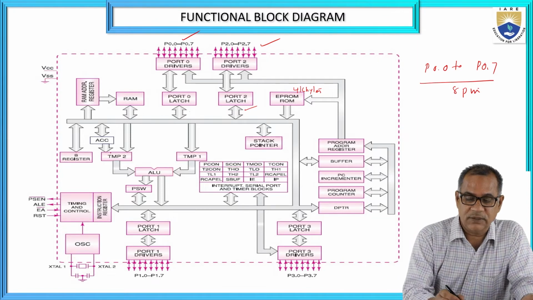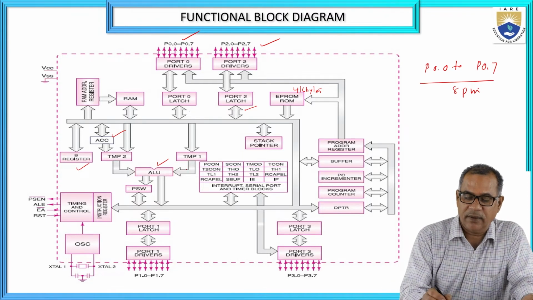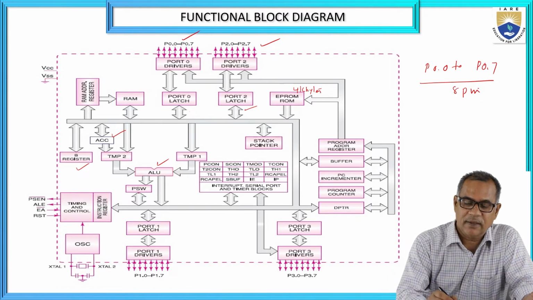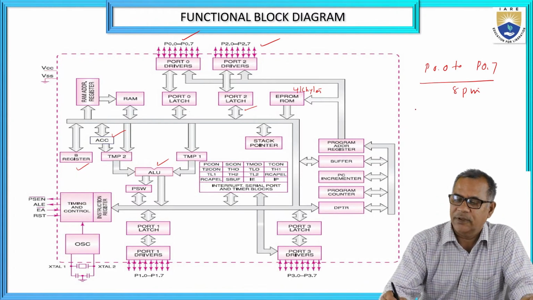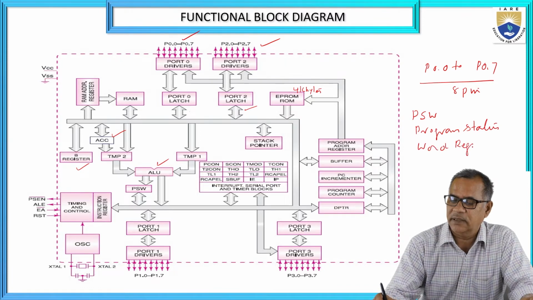And this is the arithmetic and logic unit. One of the operands comes from the accumulator, and another operand is taken from the B register. The accumulator does the arithmetic and logic operations, and depending upon the result, the PSW is affected. What is PSW? PSW is nothing but the program status word register.